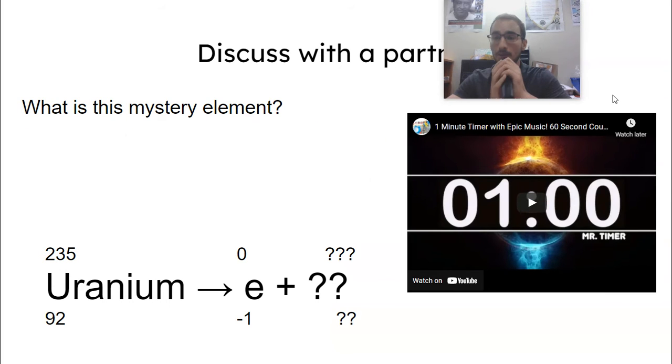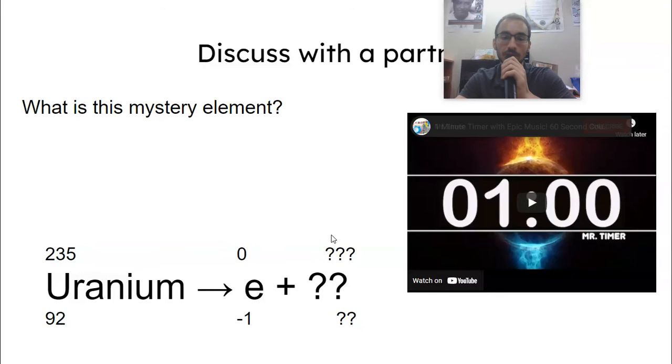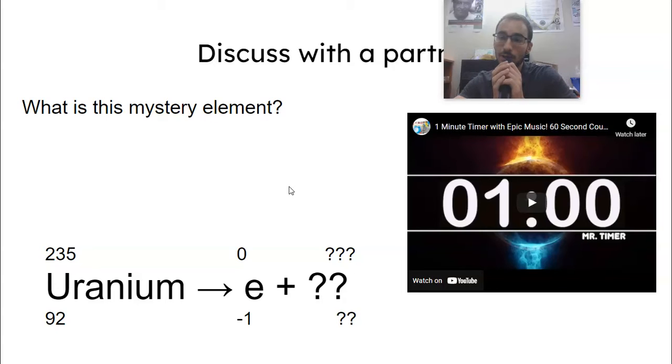Okay, we're going to do another practice question. What is this mystery element? But this time it's going to be with beta radiation instead of alpha. So look closely at the numbers. What will these numbers be? Then use the bottom one, the protons, to figure out what element it is. Please pause the video now and try and figure it out.